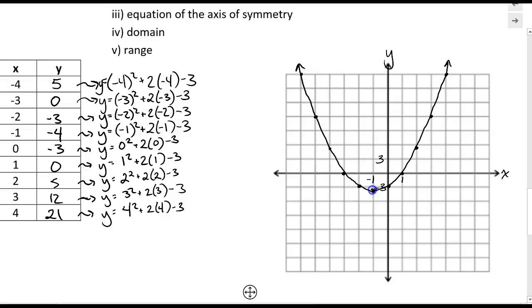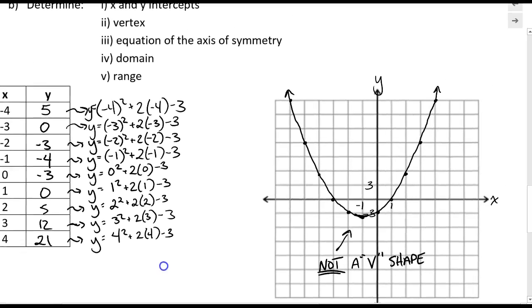Please note that this bottom here is actually a curve, not a V. So although it's called a vertex, it is not a V shape. So please do not draw a pointy little spot like that. Make sure it's curved all the way through.